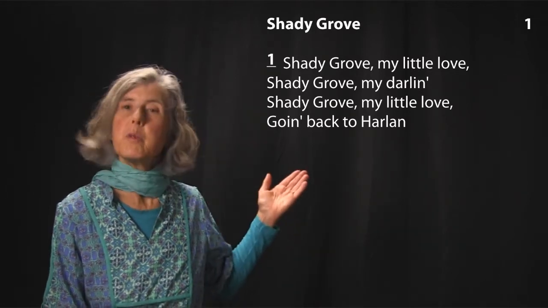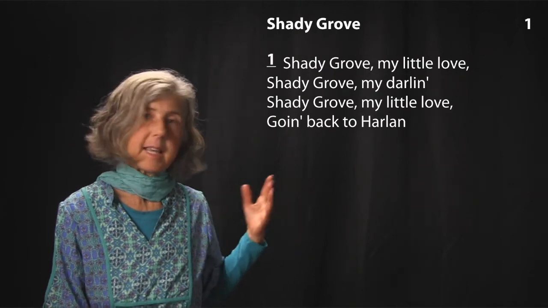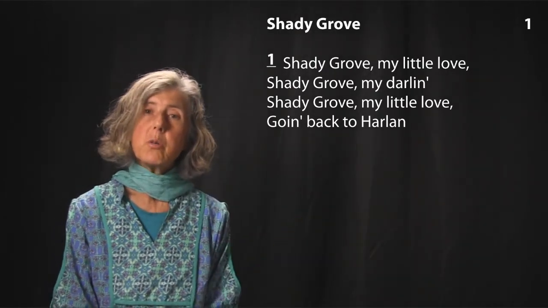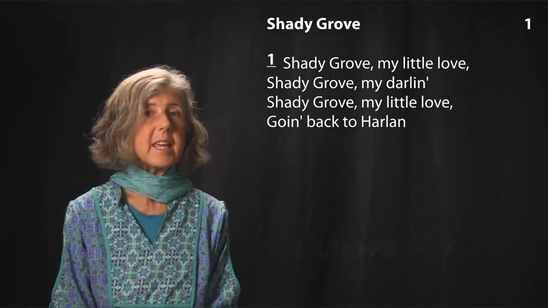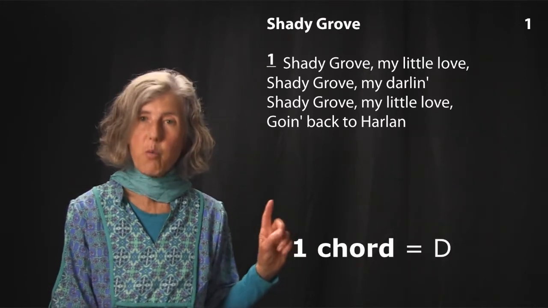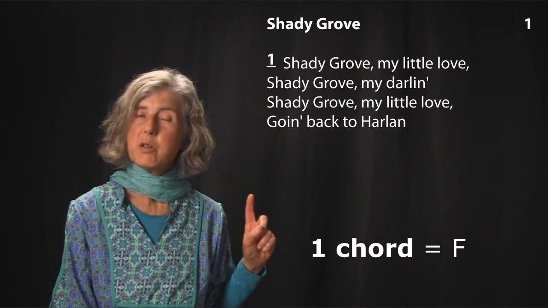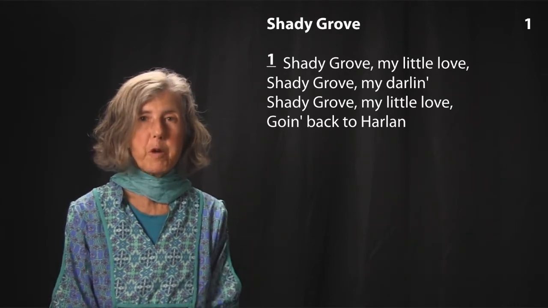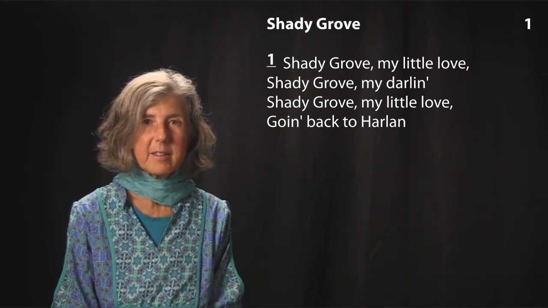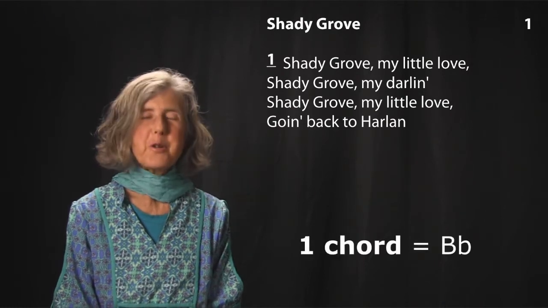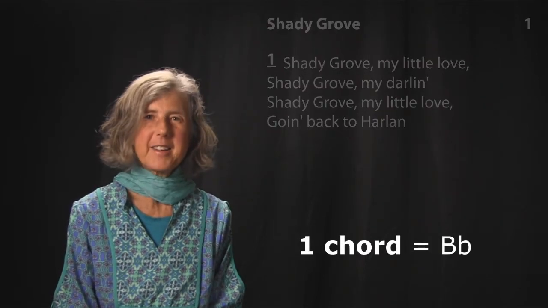So this is what's called key independent. It can change easily. So if we want to play it in the key of D, our 1 chord is now a D. F, our 1 chord is an F. But what if we want to play it in the key of B flat? Our 1 chord is still a B flat.